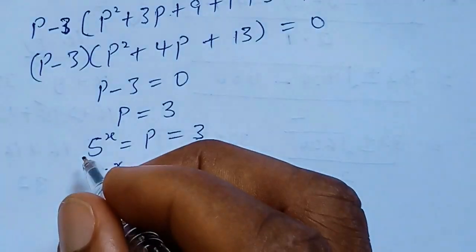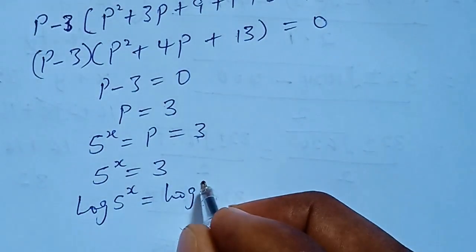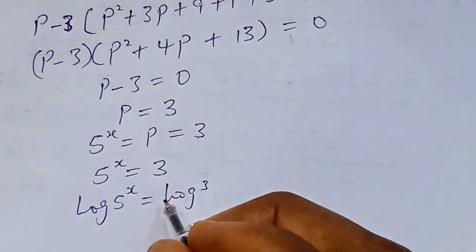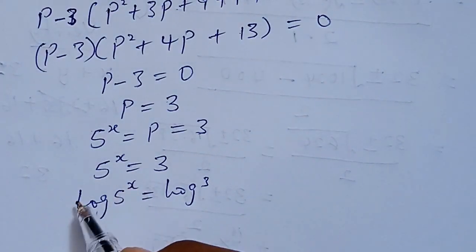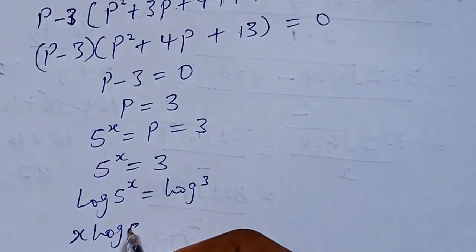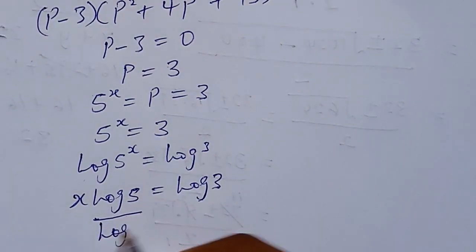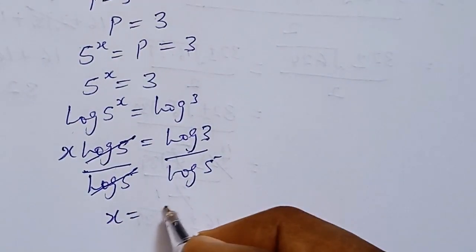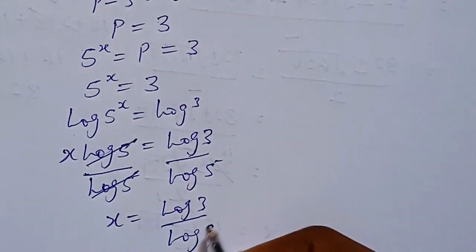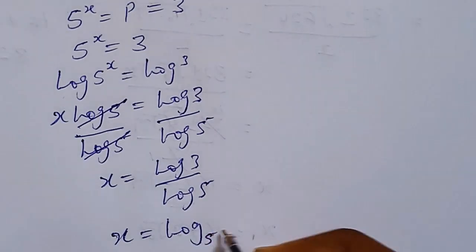In order to determine the value of x, we can take the log of this expression. So we have log of 5 raised to power x equals log of 3. Using an identity of logarithm, the x will come down over here. So we now have x log of 5 equals log of 3. We divide both sides by log of 5 to isolate x, or to make x the subject of the formula. So log of 5 divided by log of 5 cancels out, and we are left with x equals log of 3 over log of 5. This can be written as x equals log base 5 of 3.